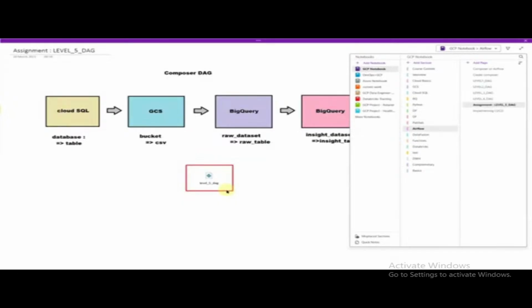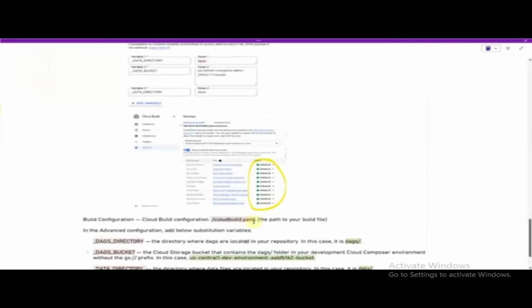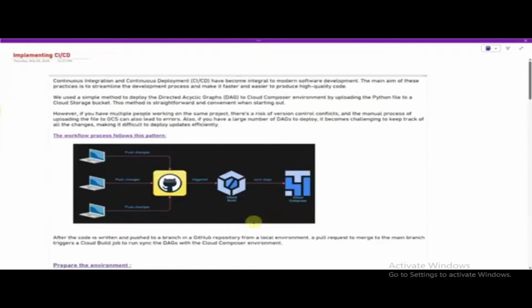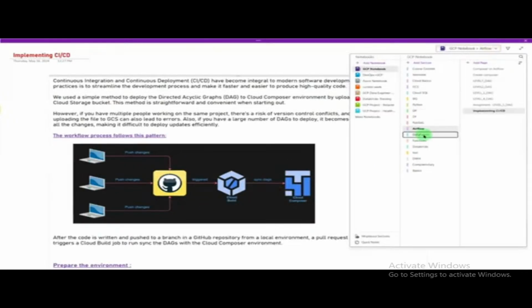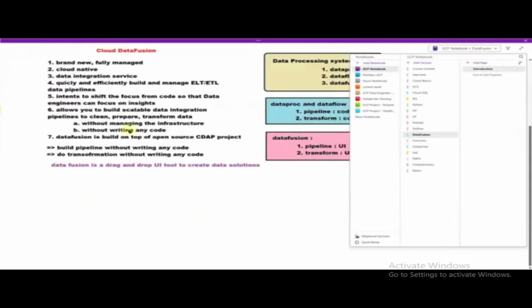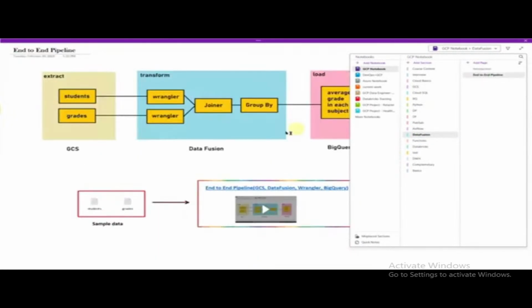Okay, there's implementing CI/CD, which is one of the video bytes for you. And this gives you how people actually implement CI/CD with the help of Cloud Build, GitHub, and Cloud Composer. This is also something that is a video byte. I'll show you where the video is later. And Data Fusion, introduction to Data Fusion. Data Fusion is nowadays not used much, so that's the reason we are covering it as a video here.